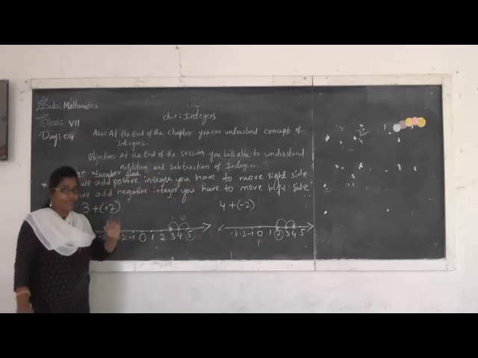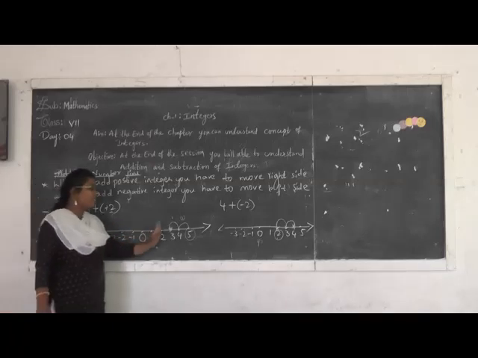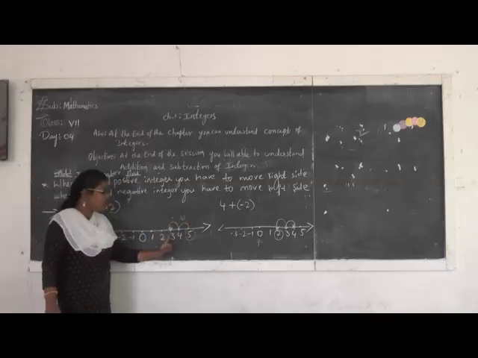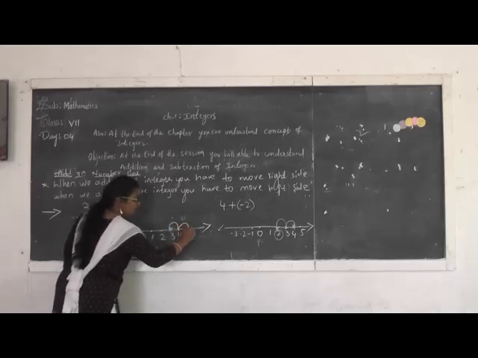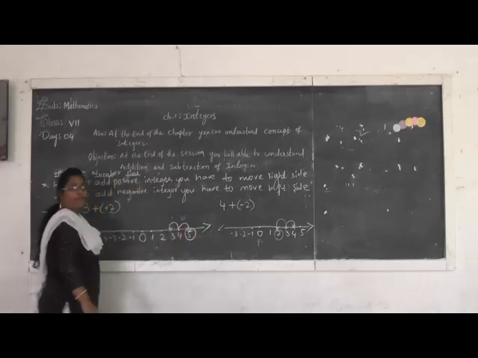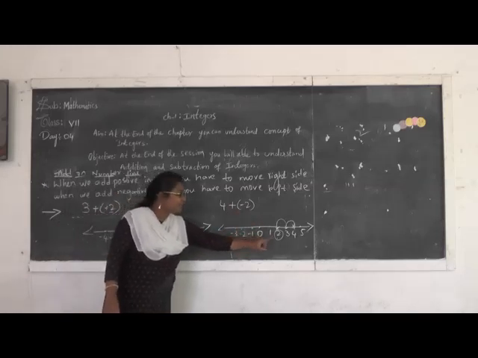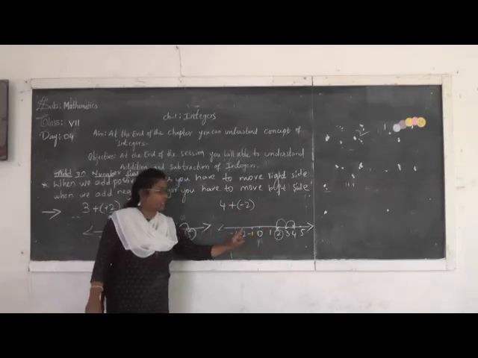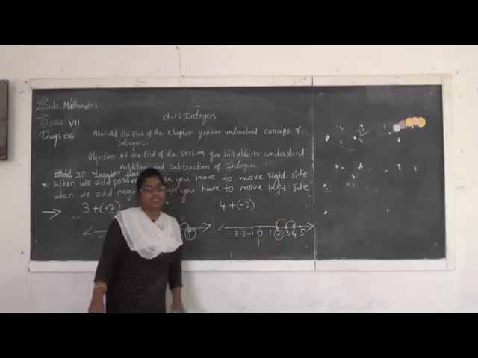I think you understand very clearly, but once again listen. When we are adding a positive integer, we should move towards the right side direction. So 3 plus 1 plus 1, the result is 5. When we are adding negative integers, we should move towards the left side direction. 4 minus 1 minus 2, that is nothing but 4 minus 2, it is 2.